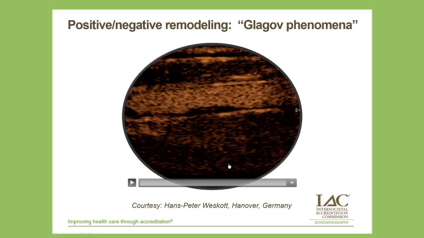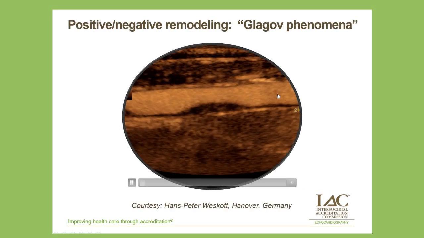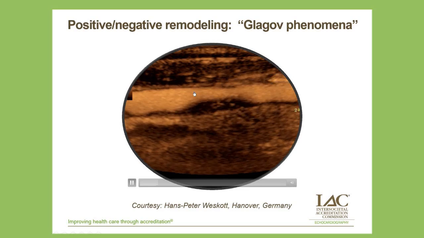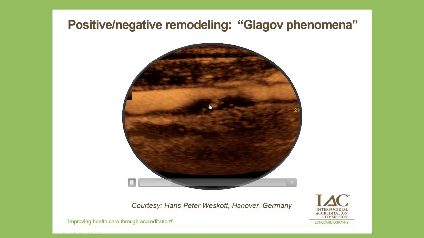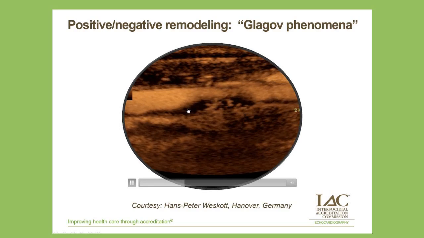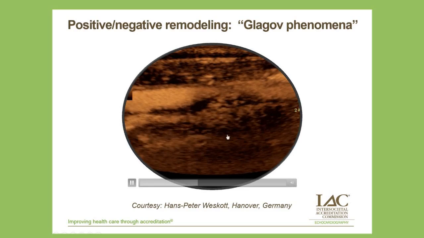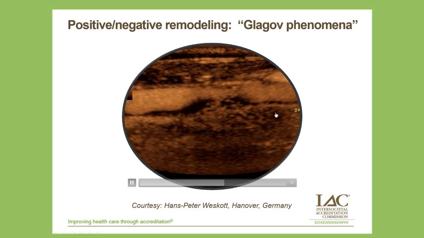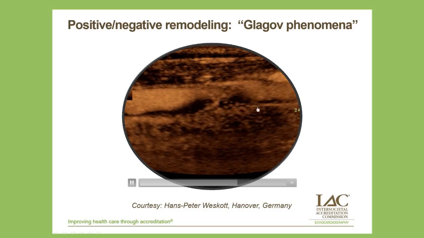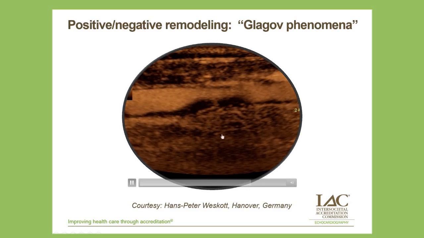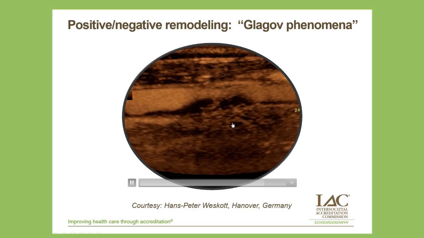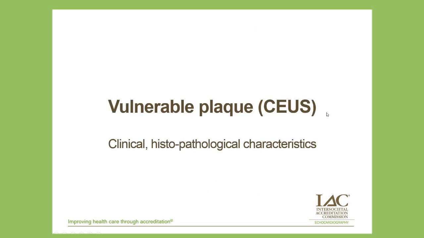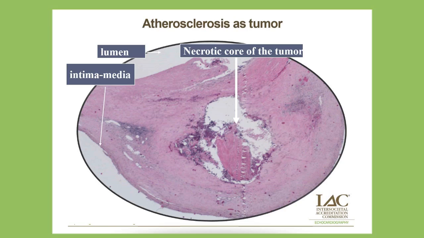So, subsequently, Hans-Peter Stutz from Hanover, Germany, performed the study in a patient with carotid disease. As you can see, this is the lumen, and here's the plaque. But in this particular case, that's not the entire story. This is like an iceberg. The true plaque, as you can see, is actually much bigger, and this is what we call the Glagov phenomenon, or positive remodeling. So the entire plaque is seen here with negative remodeling, positive remodeling, and of course, filled with neovascularization.